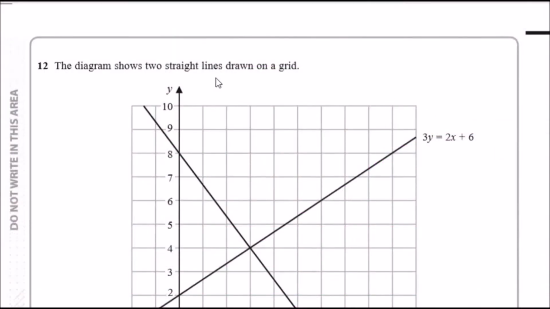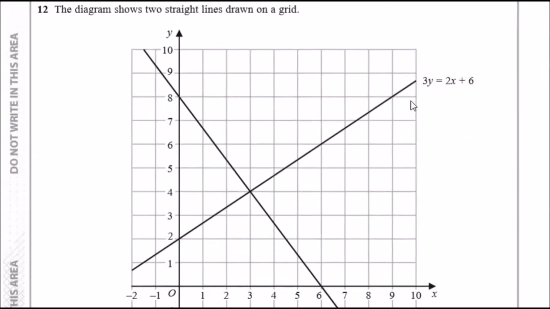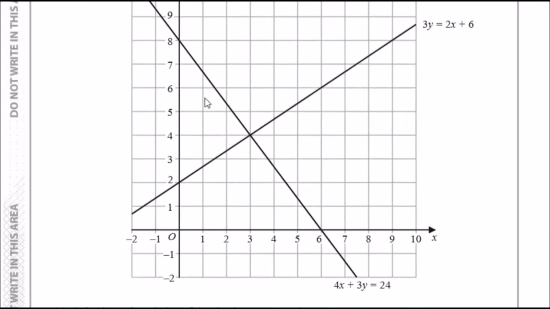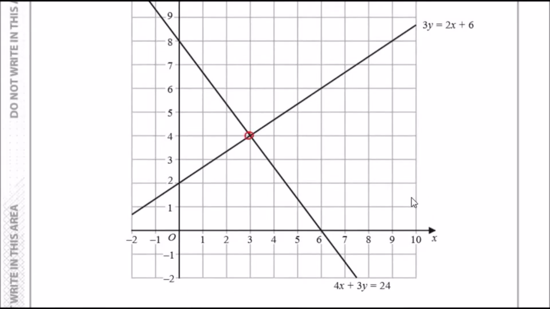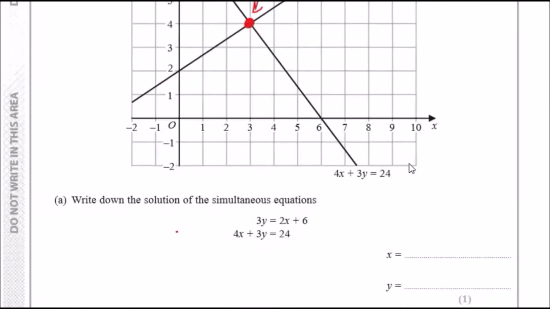So the diagram shows two straight lines drawn in a grid. You've got a straight line with this equation here and another straight line with that equation there. And you can see that they're intersecting here. Usually when they're intersecting, we can solve them simultaneously using simultaneous equations, which gives us the exact coordinate. But here you can see this is intersecting at 3, 4.